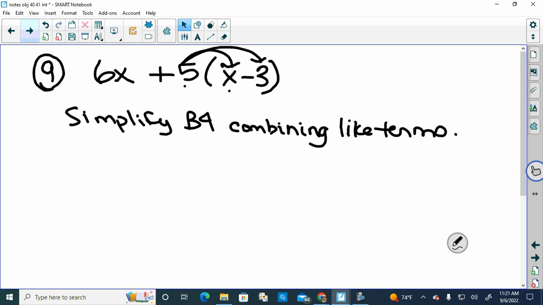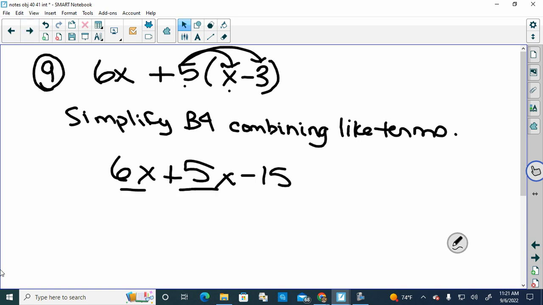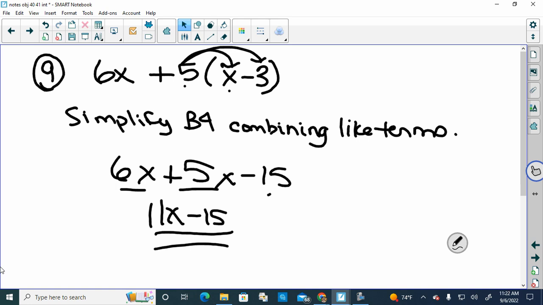Okay, so 6x, we're leaving that alone. 5 times x is going to be 5x. And then 5 times -3? -15. Okay. So we simplified it before we combined like terms. So now we can combine like terms. So that's just adding and subtracting. Okay. So I have a 6x and a 5x. That would give me 11x. And then this didn't have another one to combine it with, so it's just going to stay there. And it's written in descending order from variable to no variable.